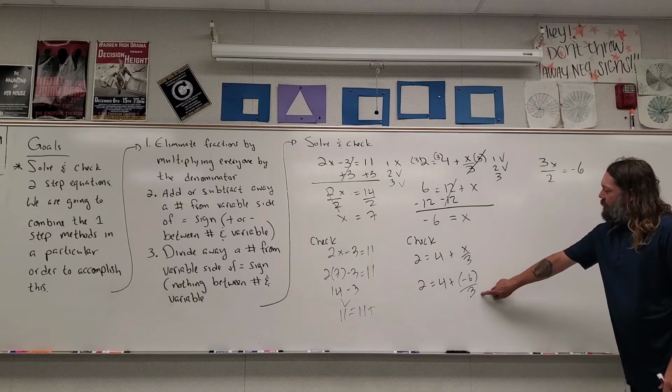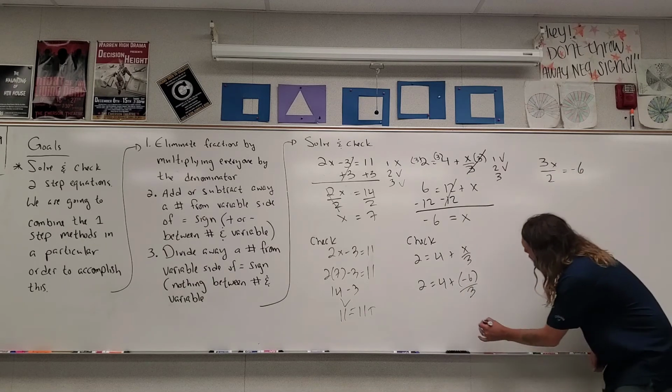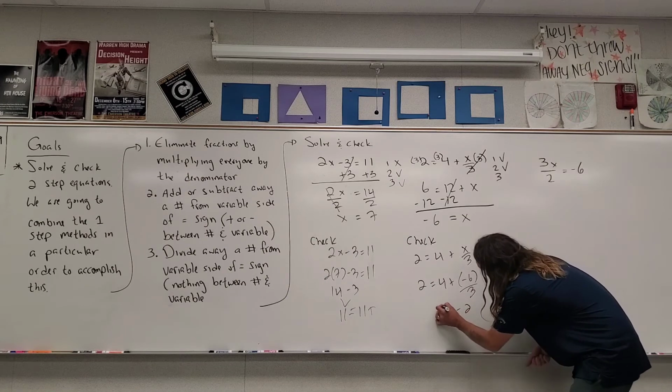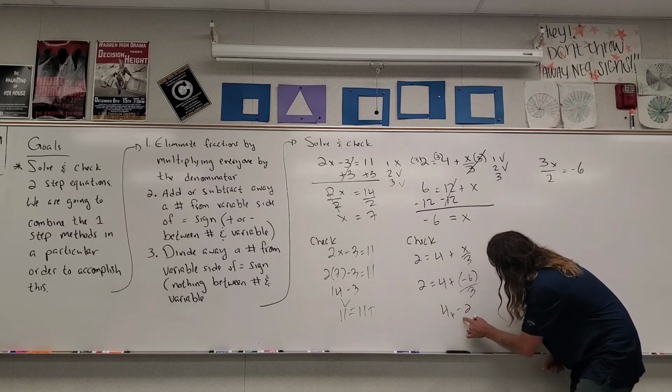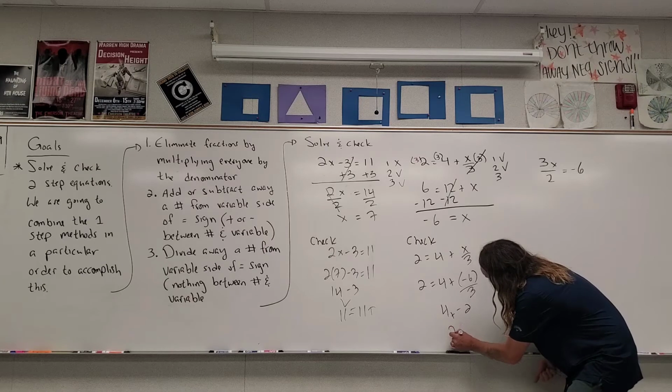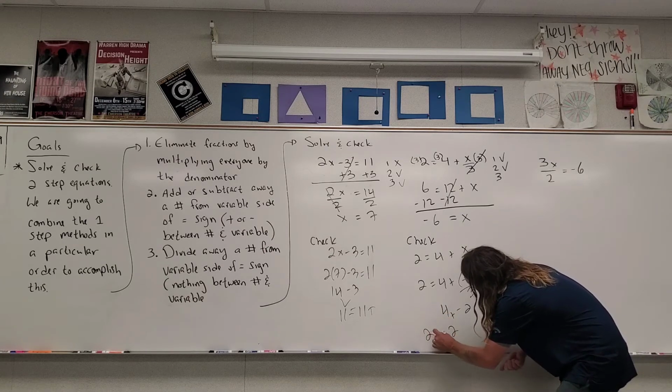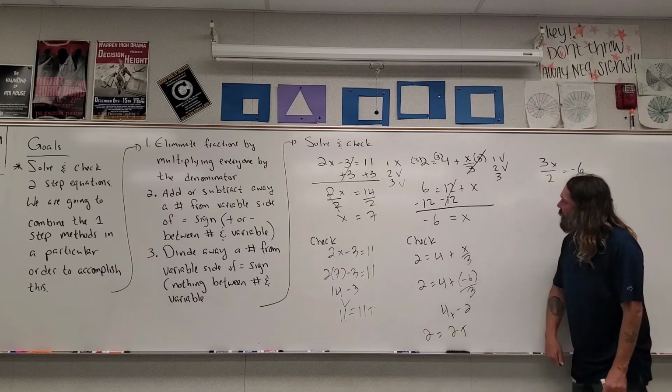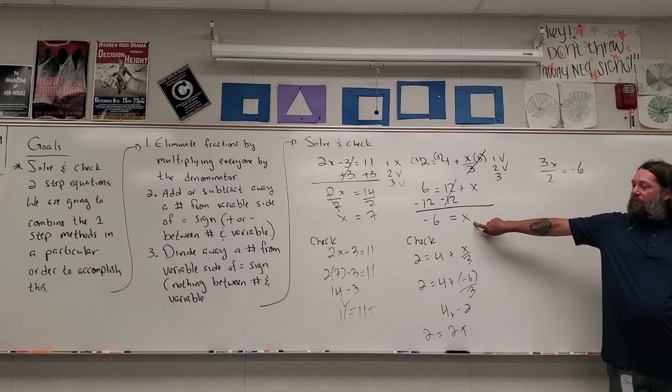Well, 3 goes into negative 6 negative 2 times. So now I have 4 plus a negative 2. I have 4, I owe 2, that means I have 2 left over. That 2 drops, and again, I'm left with a true statement. So my solution is x equals negative 6.